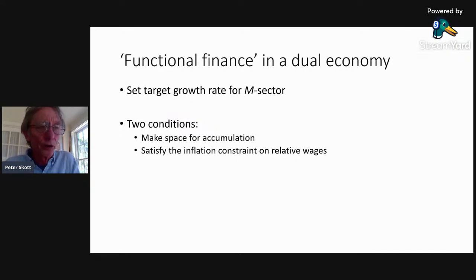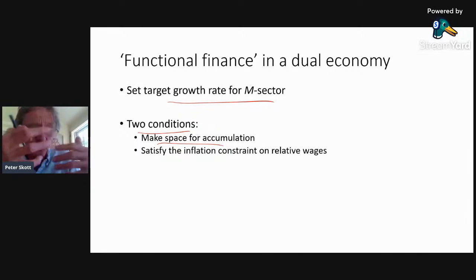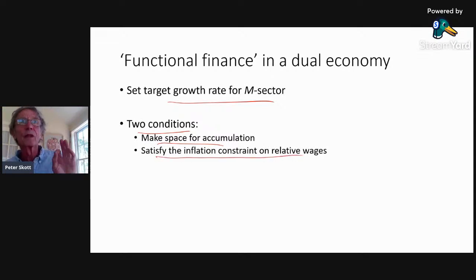Okay, so functional finance or structuralist macroeconomic development policies in a dual economy set the target for the growth rate, but now observe that there are really two conditions that you should keep in mind. You need to make space for accumulation. You need to make sure that you squeeze consumption enough so that you don't get just excess demand in the goods market, which would either lead to a demand pull inflation, or if you're an open economy, would lead to maybe unsustainable balance of payments deficits. So you need to make space for accumulation, but you also need to pay attention to relative wages.